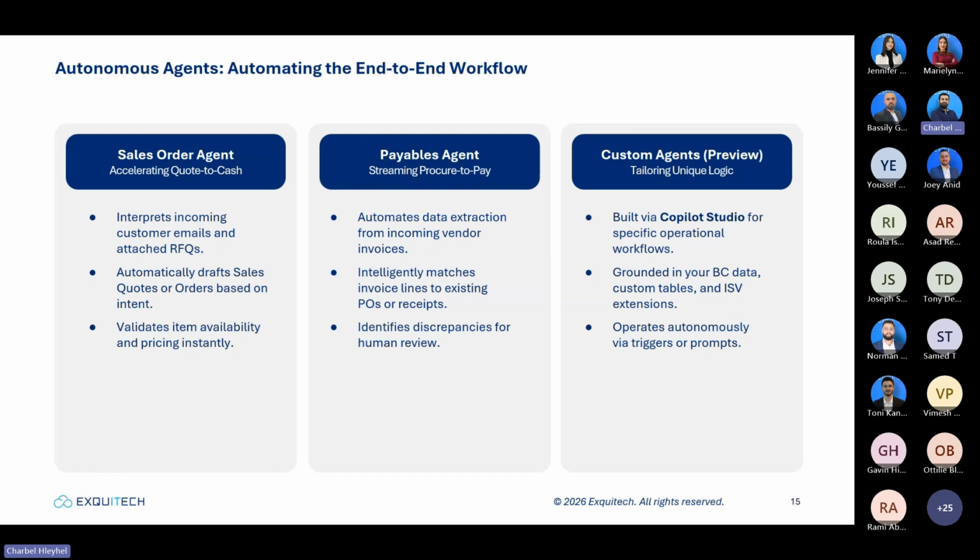So finally, we also have the custom agent. This is the ultimate mic drop. If your business has a unique logic, maybe a specific warehouse validation, maybe a complex ISV extension that we have done for you, you aren't stuck with only the off-the-shelf AI. Using Copilot Studio, we can also build a bespoke agent grounded in your specific Business Central data and custom tables based on your needs. This is actually in the preview state because it has just been added recently. And also, there are a lot of new agents being added on a day-to-day basis.